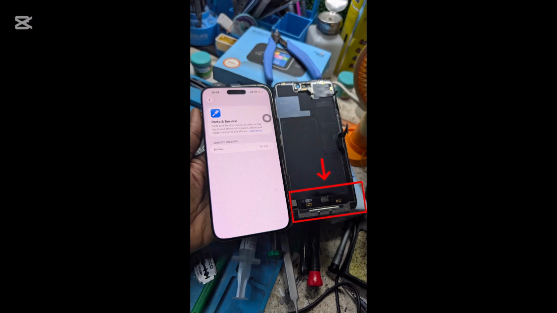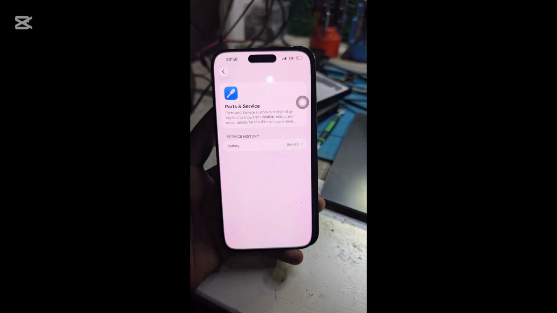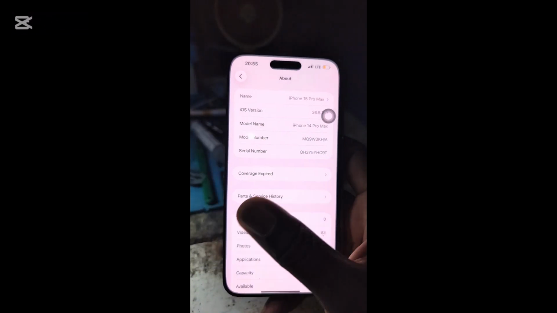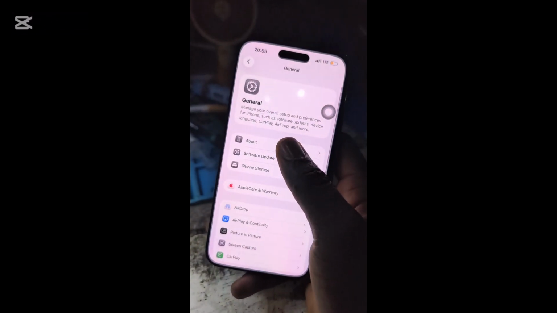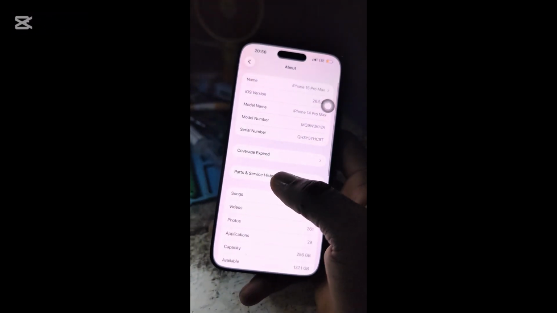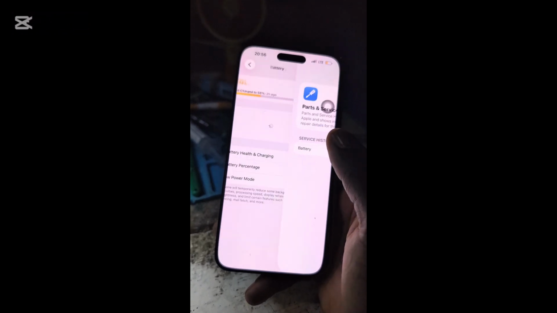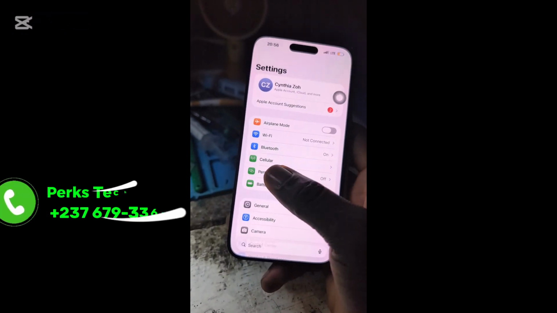Now if we head to the settings, right there under parts and service history, you were supposed to have a message there showing unknown part, but you see we don't have any message. The only message available here is the one for the battery, because it is below 75% and needs replacement.